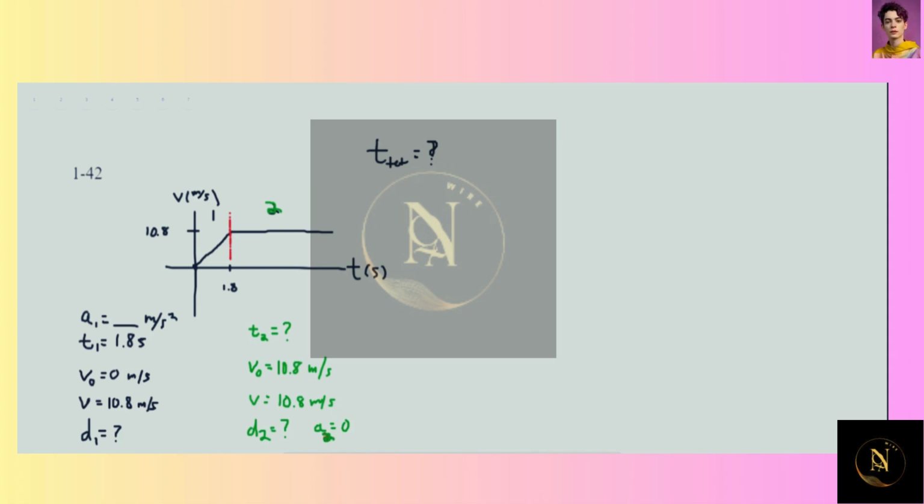Again, our total goal is to solve for T total, which is just T1 plus T2. So we need to solve for T2. One thing I should also note is that we do know the total distance of our race is 100 meters. So that's D1 plus D2, which we don't know, but if we solve for one, we can solve for the other.